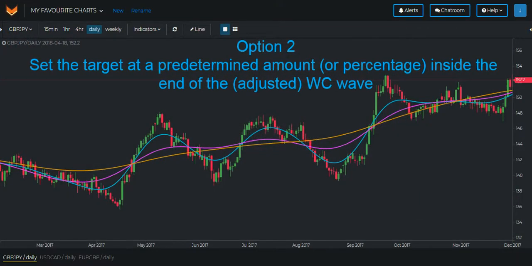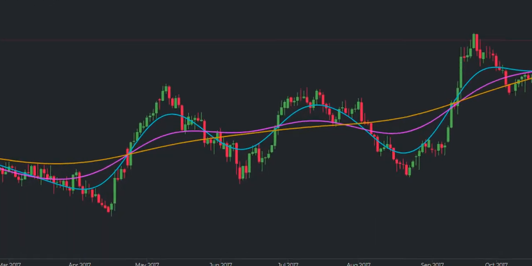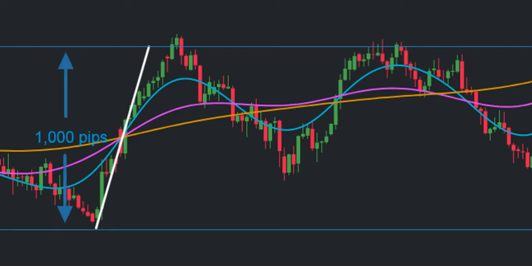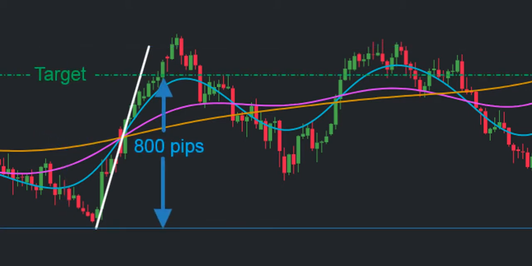Option 2 is to set the take profit level at a predetermined percentage or amount inside the end of the wave. For example, here we can see the end of the wave, and we could have a rule in our trade management system which states that we always set our initial take profit level at, for example, 20% inside the end of the wave. So if the length of the entire wave is 1,000 pips, we would then place our take profit level 800 pips away from the start of the wave.